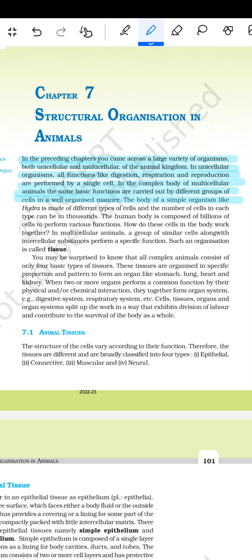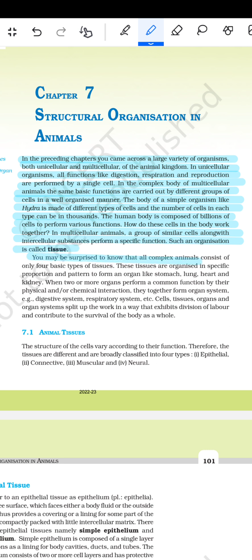The body of a simple organism like Hydra is made up of different types of cells, and the number of cells in each type can be thousands. The human body is composed of billions of cells to perform various functions. How do these cells in the body work together? In multicellular animals, a group of similar cells along with intercellular substances perform a specific function. Such an organization is called a tissue.